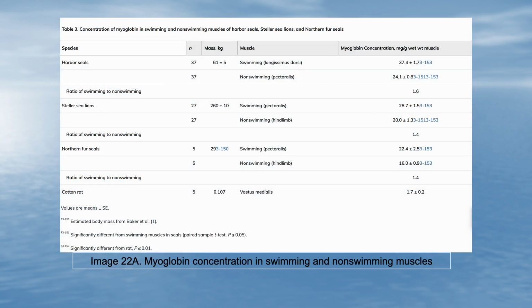To go over this next part, this is the image that I was talking about, image 22A, which shows the myoglobin concentration in swimming and non-swimming muscles. As you can see on the right-hand side, for example, harbor seals have a 37.4 myoglobin concentration in swimming muscle, and in the non-swimming muscle, which is called the pectorals, they only have 24.1. So there are elevated myoglobin concentration levels in the swimming muscles, which makes sense because myoglobin is used as oxygen storage in addition to the hemoglobin we already have, and it provides more oxygen when marine mammals are diving. That's the key: more oxygen in these severely oxygen depleted zones.